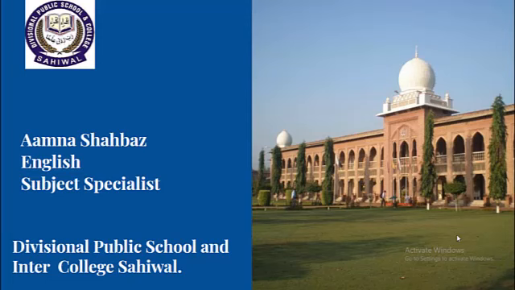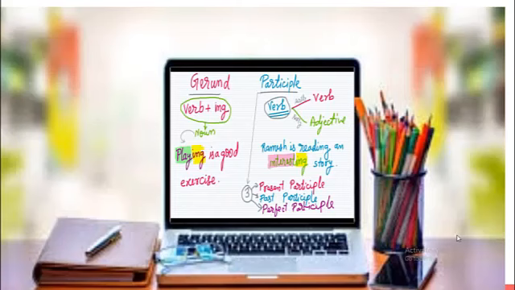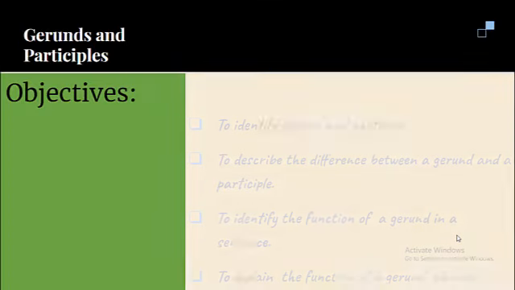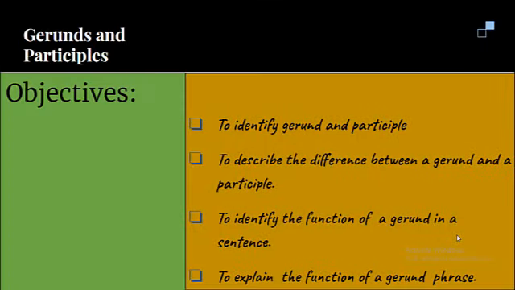In today's grammar lesson, we are supposed to learn gerunds and participle adjectives. We have chosen this topic from Oxford Grammar Tree, unit number 6, page number 33. In gerunds and participle adjectives, we are going to identify what are the adjectives and what are the gerunds. We have certain objectives to deal with the gerunds and participle adjectives.